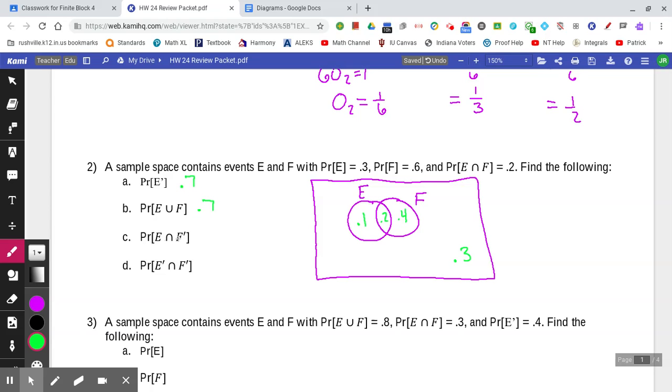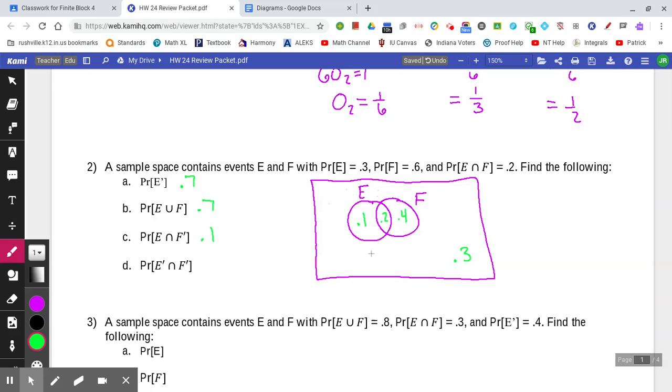The probability of E and not F, so that means that it has to be in circle E, but not in F. So what's in circle E but not in F? That's this portion out here, which would be 0.1. And then the last one is not in E and not in F.